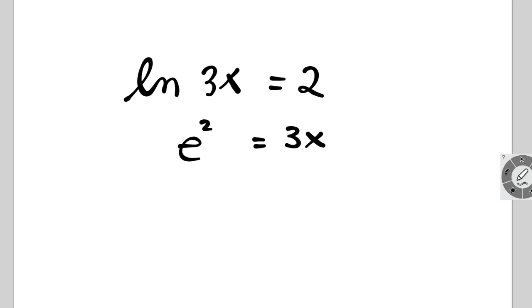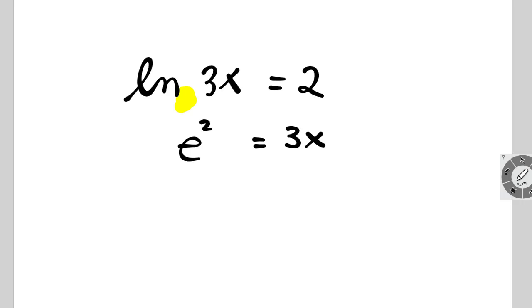When we talk about natural log, we know that the base is e, right? And so this says, what do I raise e to in order to get 3x? And it's e squared is equal to 3x. Does that kind of make sense? For natural log, the base is e every time. When you say write it in exponential form, what does that mean? This is exponential form. This equation has the same information that this one does.